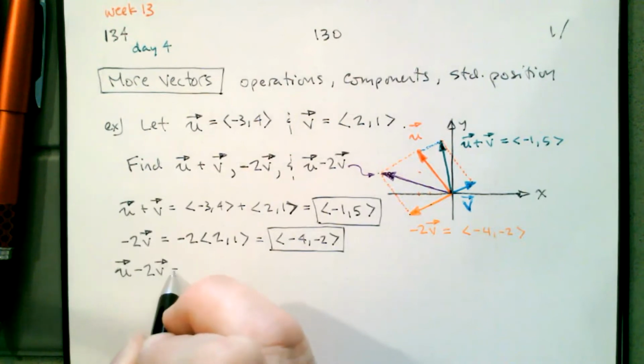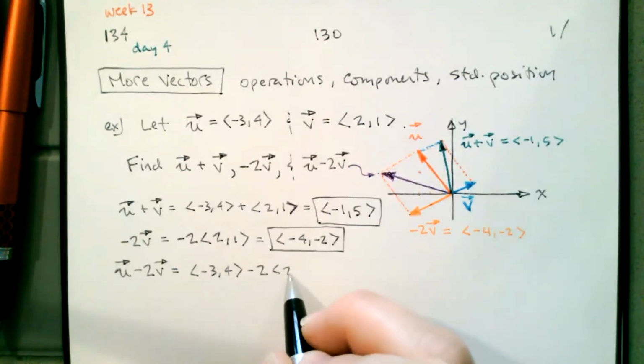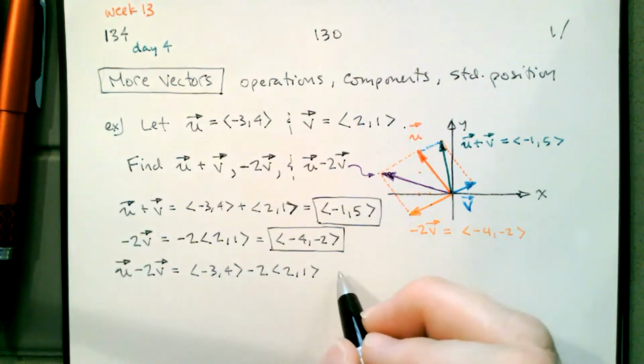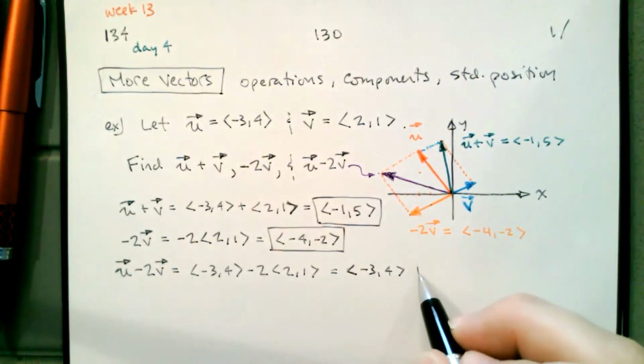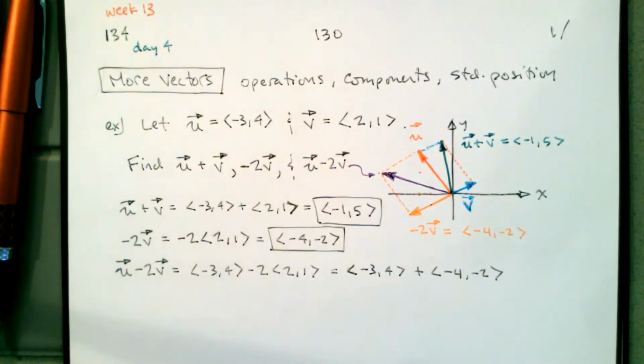And if I have components of U minus 2V, I have negative 3, 4 minus 2 times 2, 1. Now here I have some addition and some multiplication. So we have to think, well, what are we supposed to do? We do the same thing that we always do. Multiplication goes before addition. The order of operations is always in effect. So this is going to be negative 3, 4 plus negative 4, negative 2. I multiply the second one by negative 2, and then I just add the components, multiplication, then addition.